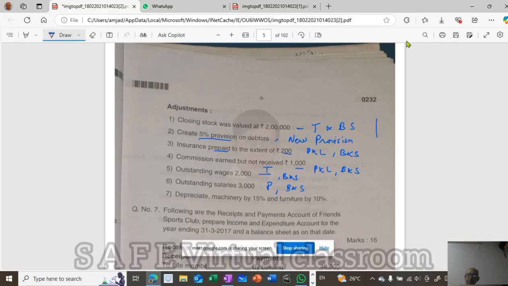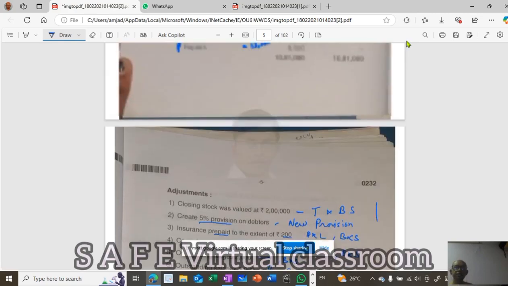Machinery by 15%, furniture by 10%. Same thing. We have to minus from machinery 15%, furniture 10%. So it will appear in the profit and loss and balance sheet. How much will appear in profit and loss and how much will appear in balance sheet? 15%, 10%.